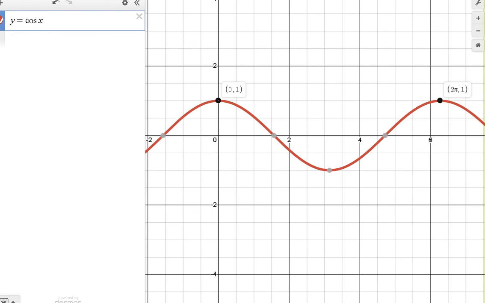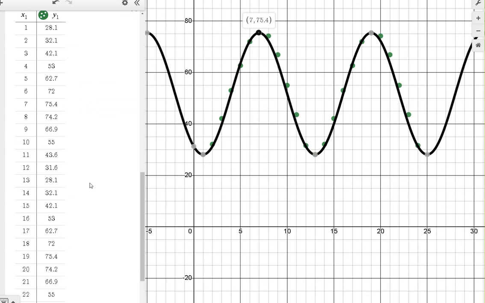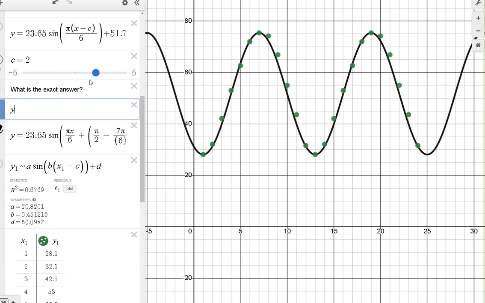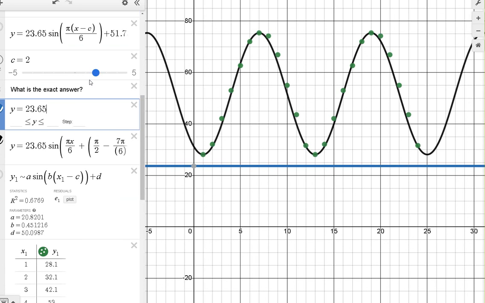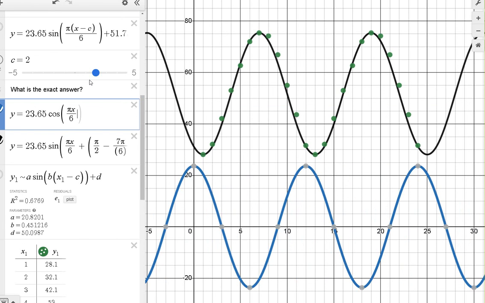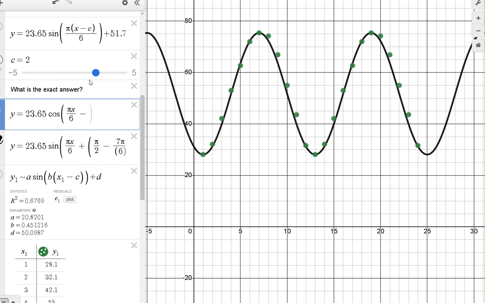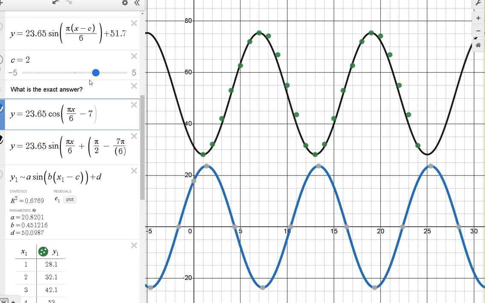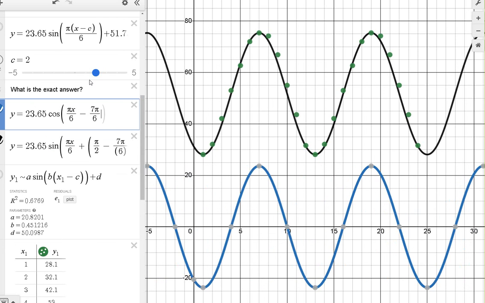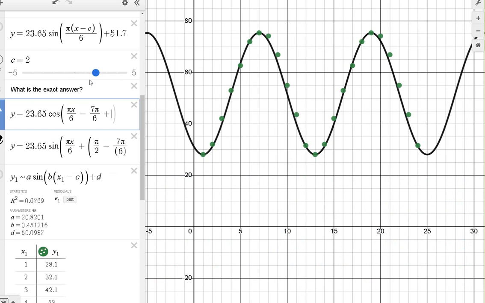So I think I actually plugged that one into the graph here. Let's just take a look back. It didn't save it, but I should be able to graph that. So let's try it. Y equals 23.65 cosine of pi x over 6 minus 7 pi over 6 plus 51.7.